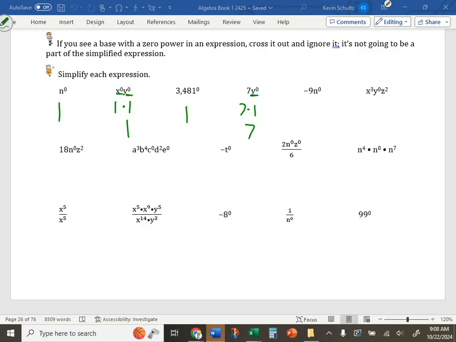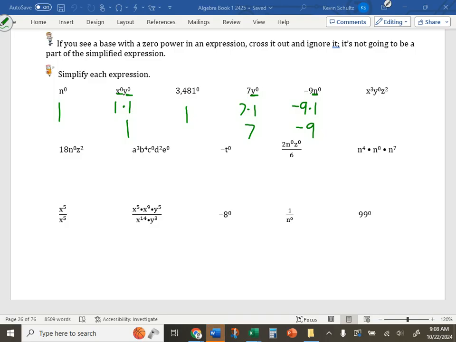Who's got that one for us? -9. The n to the 0 equals 1. -9 times 1 equals -9. And that is your final answer. Okay? What about the next one?